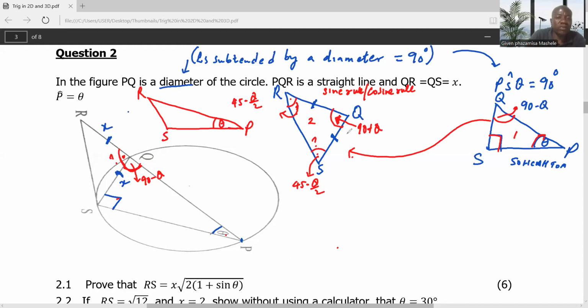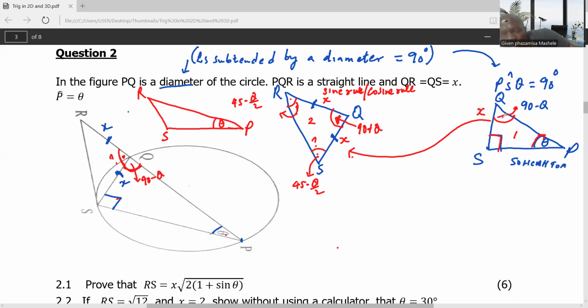And by the way, the one which is equal to X. They said the QX are equal, so it means even here it's X. So it means that the common side is the one that we have to use in order to move from one triangle to another. We don't have any information except that.